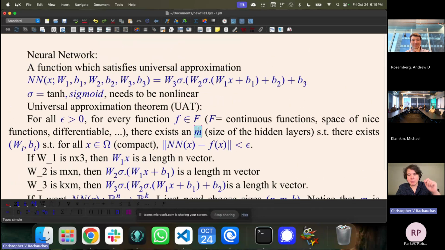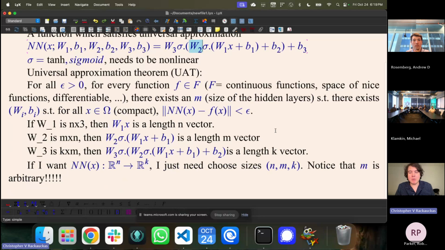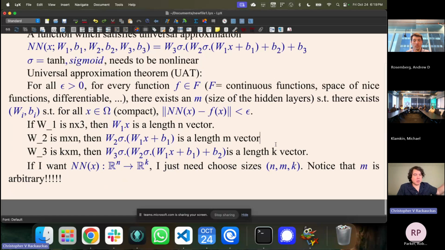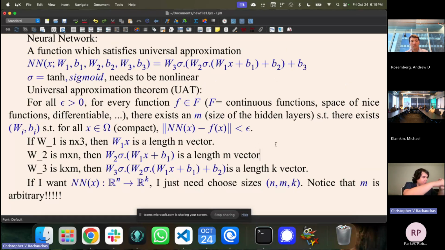Because if you choose m to be big enough, then you get more and more weights. You can get infinitely many weights as you want, right? But basically, what this is telling you is that you can take a low dimensional thing and blow it up into a high dimensional thing, and then start to do different operations on all those different parts, right?